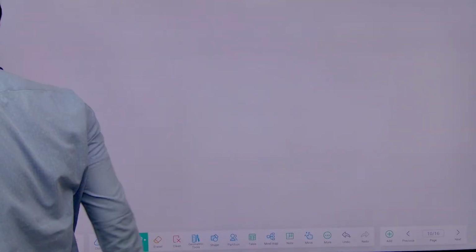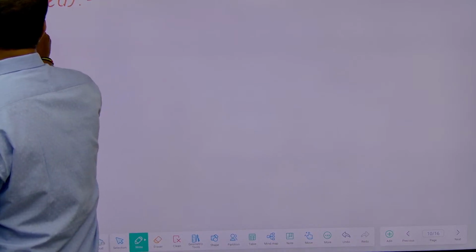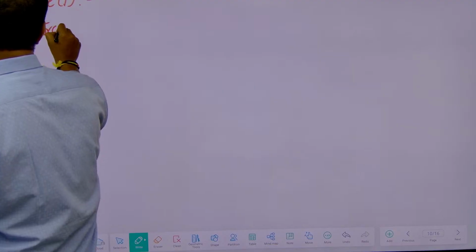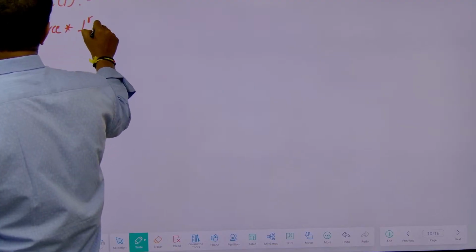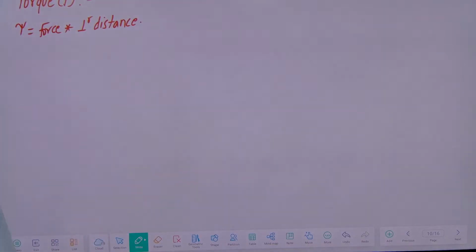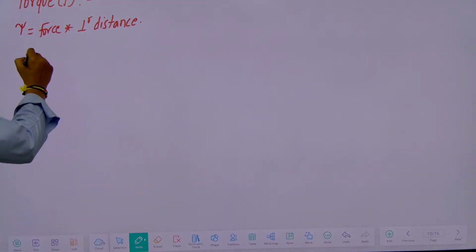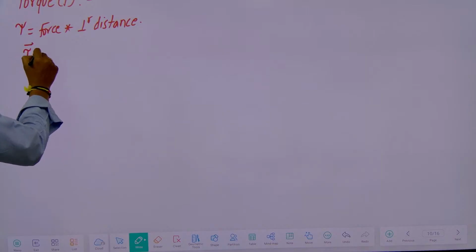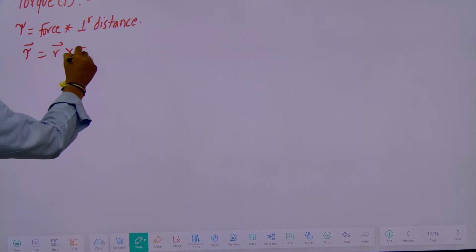Next I'll give you one more dimensional formula, that is torque. Are you clear? Now see, torque can be taken as force multiplied by perpendicular distance. What is torque? Force multiplied by perpendicular distance. Then the torque tau bar can be taken as r bar cross F bar.